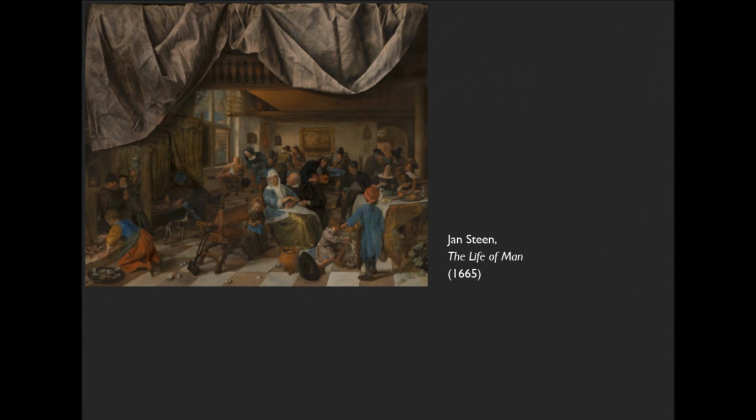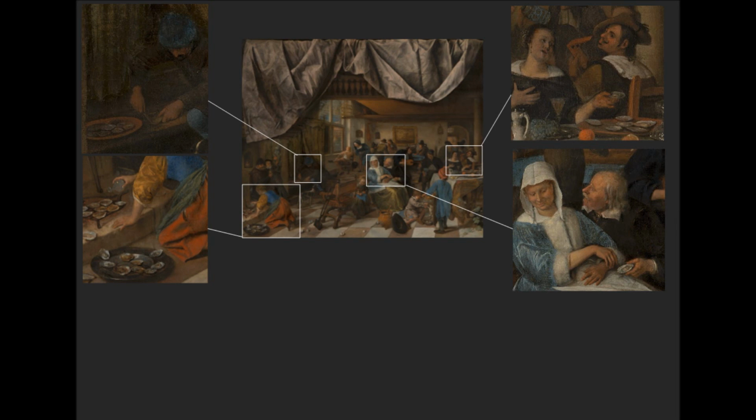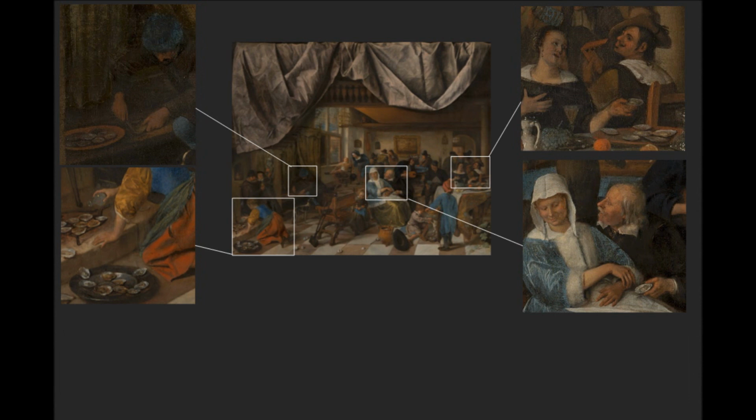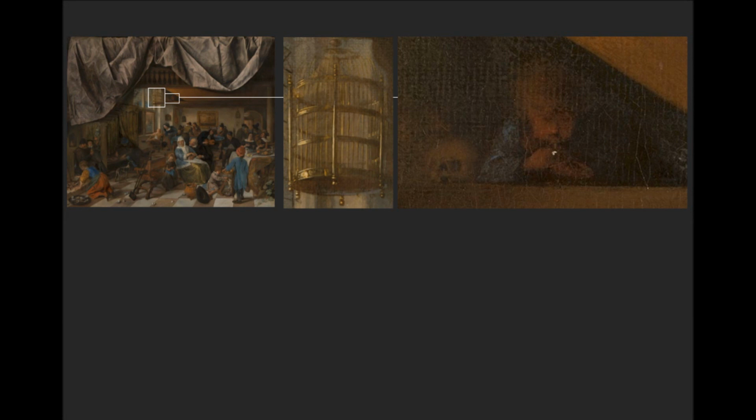This unusual work by Steen from 1665, entitled The Life of Man, shows people enjoying life with the aid of the aphrodisiac of oysters, showing oysters being prepared, eaten, enjoyed with music, or being employed in seduction. However, hidden in an attic is an image of a boy blowing a bubble, next to a skull and a golden cage, all vanitas emblems of the brevity or futility of the earthly life of the senses.